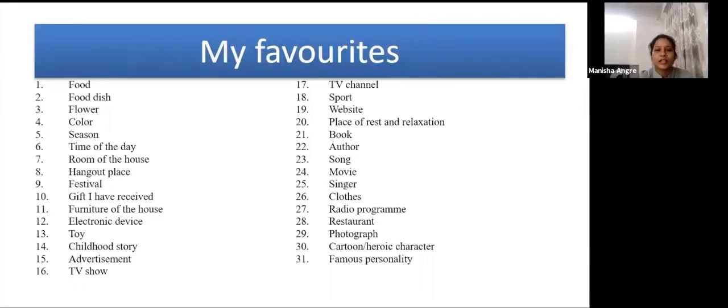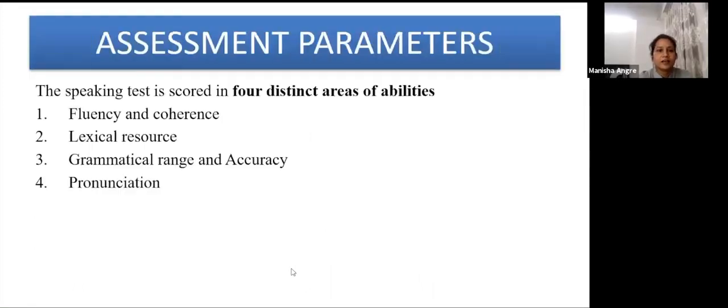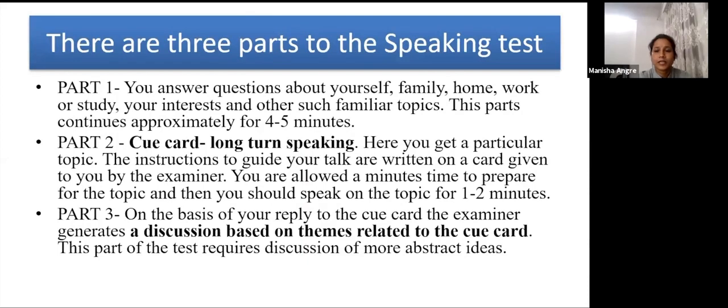Okay, so quick recap. We are here. There are three sections. Part one is all about yourself, family, home, work, study, your interests and other such familiar topics. Part two is the cue card or the long turn, wherein you'll speak for 2 minutes. Part three is a discussion based on the cue card.